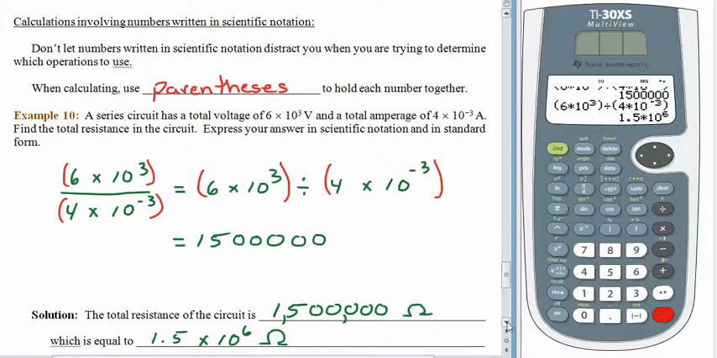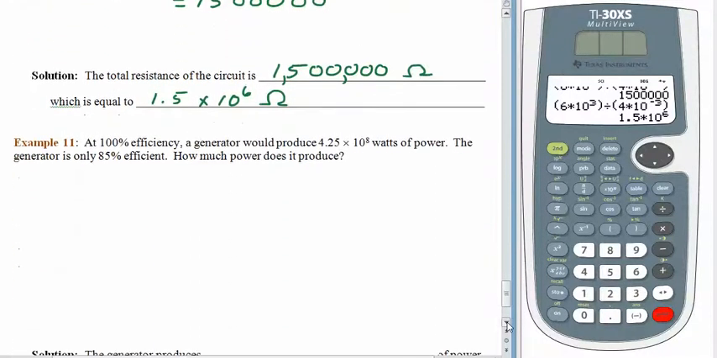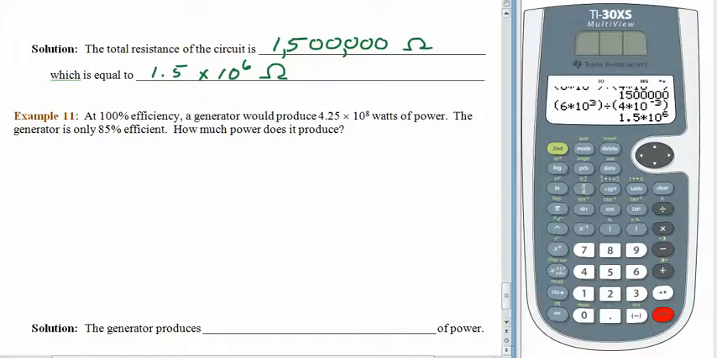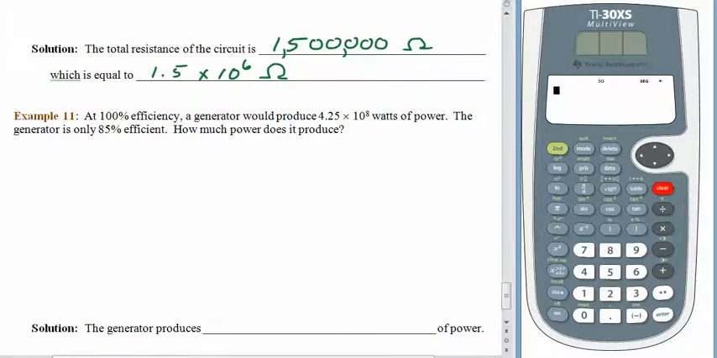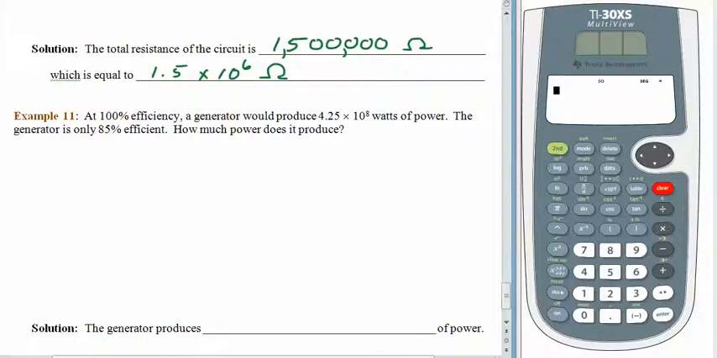All right, let's try one more. There we go. We have a generator. If the generator were 100% efficient, it would produce 4.25 times 10 to the 8th watts of power. This is a big generator, like for a big building. The generator happens to only be 85% efficient, so we want to know how much power it produces. Again, don't let numbers written in scientific notation cause you to forget about everything else that you've learned so far.